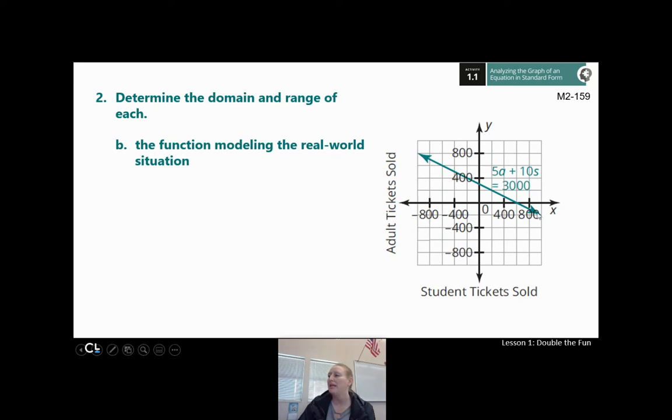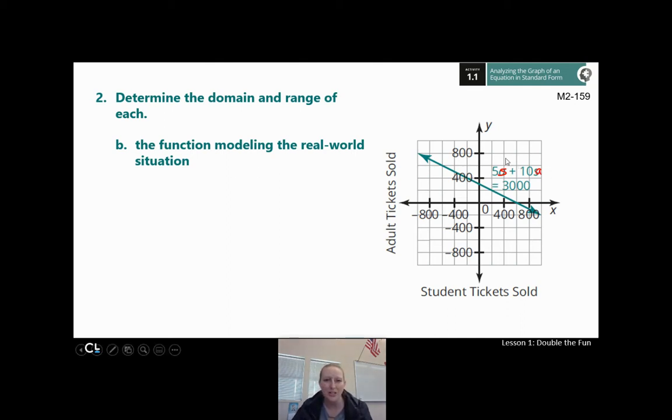So my domain is my x, that's my student tickets sold. So when we're talking about S, when we're talking about student tickets sold, there's no negative tickets. I don't know how you would sell negative tickets. That would be weird. There's also no pieces of tickets, right? You sell a ticket or you don't sell a ticket. There's no in between on that. And these are backwards, aren't they? That's supposed to be an S and that's supposed to be an A. Naughty book, writing it down wrong.